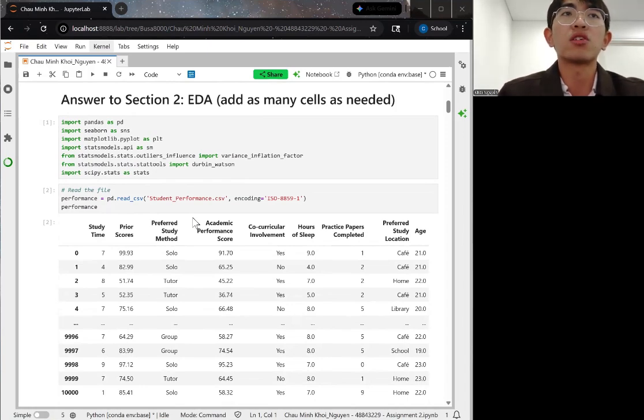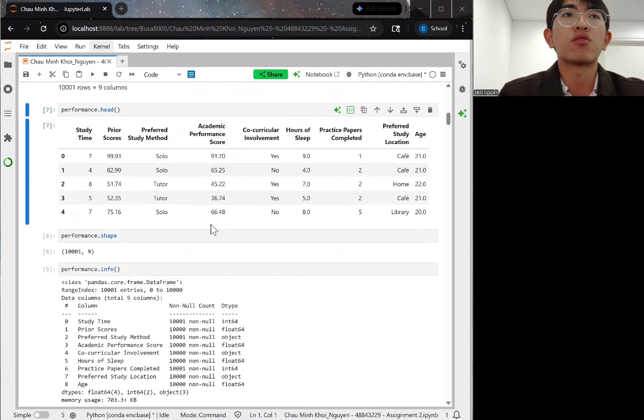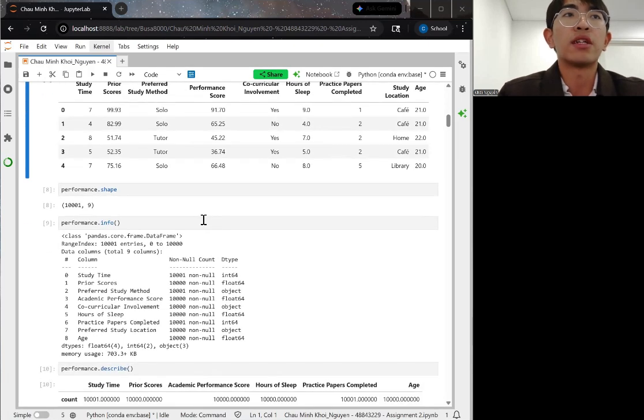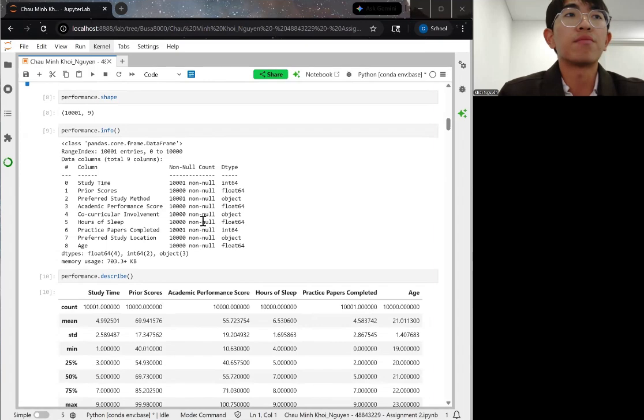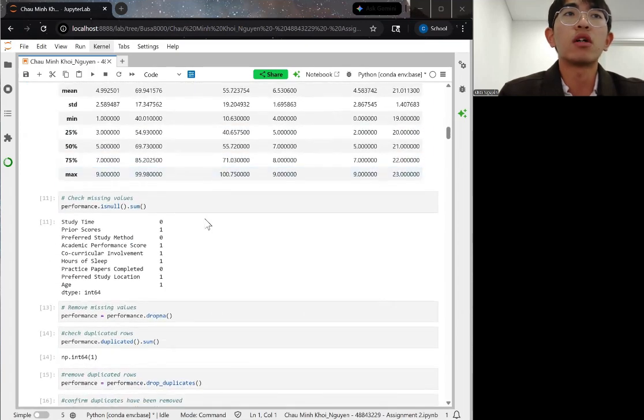I then use the functions head, shape, info, and describe to understand the data structure, variable types, sample size, and summary statistics before conducting any further analysis. The dataset contains 10,001 observations and 9 variables, including both numerical and categorical variables.